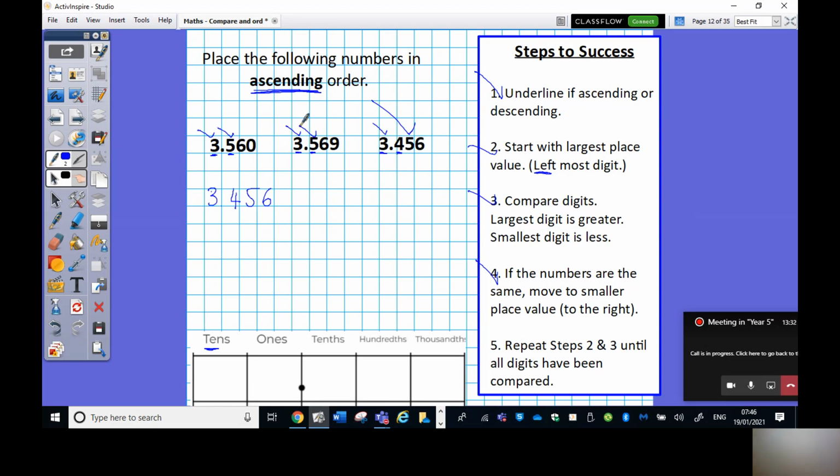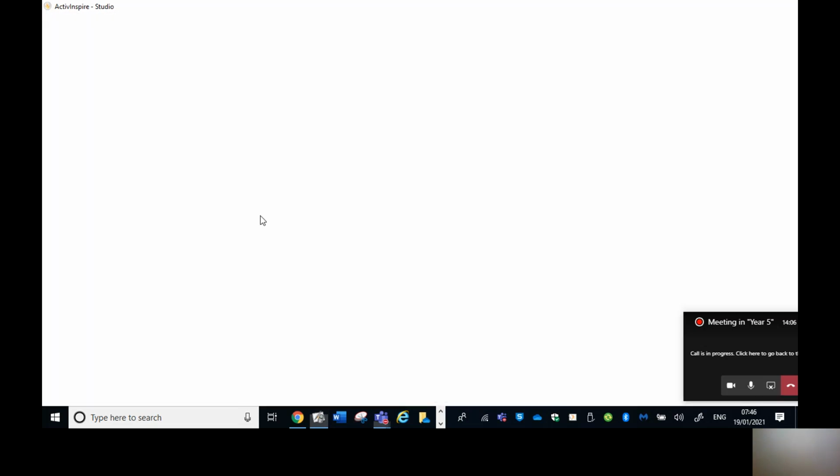And we compare them. And then we move to the next place value, which is the hundredths. And again, we have 6 and 6, which is the same. So I'm going to move on to the last place value, which is the thousandths, and then we have 0 and 9. So again, I'm going from smallest to largest, so I need the smallest. So the next one is 3.560, and then the largest is 3.569.